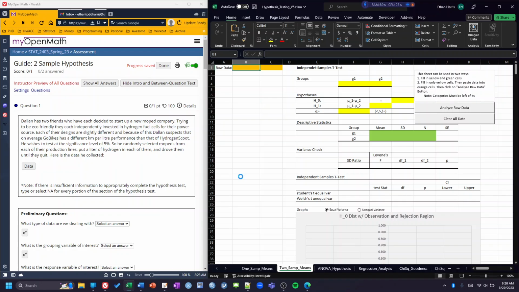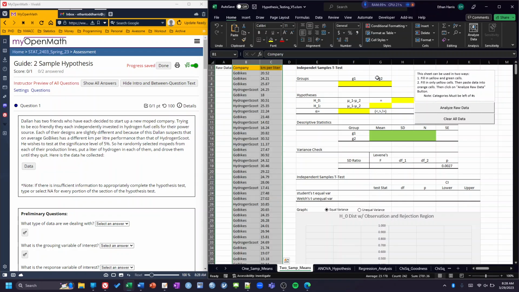Remember here, there's two ways that we can use this sheet. One, if we just had the summary statistics, we could fill out the yellow cells, which kind of sets up your hypotheses, and then the descriptive statistics, or we can put in the raw data like we did here with the row labels at the top, and then you have the groups in column B and the actual values in column C.